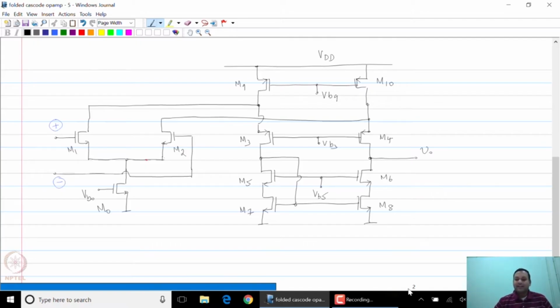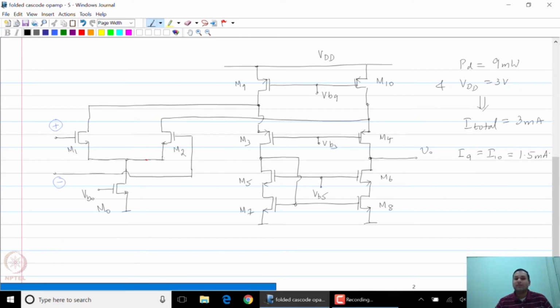Now let us say that we start off by taking the power condition. So the power condition says that this power dissipated is 9 milliwatts and VDD is 3 volts. So both of these together tell us that the total current that can be drawn from the supply is 3 milliamps. And where does this current come from? Clearly this current comes from supply and flows through M9 and M10. So therefore we are going to say I9 is equal to I10 is equal to 1.5 milliamps. So we are going to give 1.5 milliamps to I9 and I10.